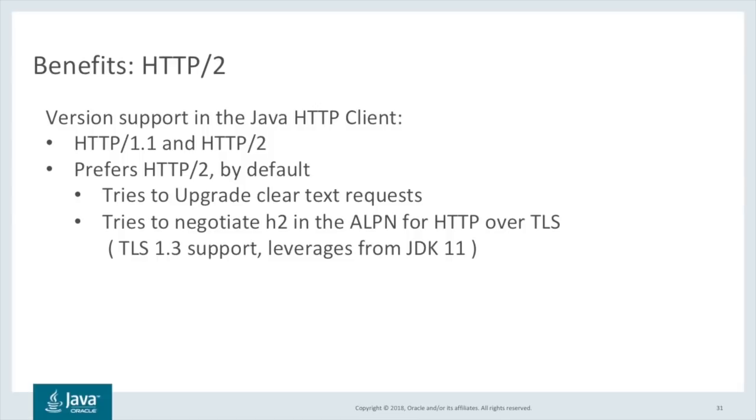For HTTP over TLS, the client uses the Application Layer Protocol Negotiation TLS extension to try to negotiate H2 with the server. If the server supports H2, then H2 is used. In all cases, if the server does not support HTTP 2, then the connection falls back to HTTP 1.1. As of JDK 11, the TLS 1.3 protocol is supported. The HTTP client leverages this and attempts to negotiate TLS 1.3 for all new TLS connections.